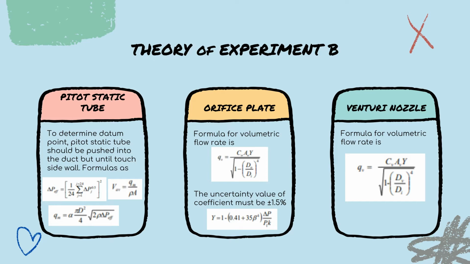So for the orifice plate, the formula for volumetric flow rate is as shown in the slide, which is Q equals C naught A naught Y over square root of 1 minus (D naught over DI) to the power of 4. But the uncertainty value of the coefficient must be plus minus 1.5% only. For the venturi nozzle, the formula provided for the volumetric flow rate is QV equals CV AV Y over square root of 1 minus (dV over DI) to the power of 4.